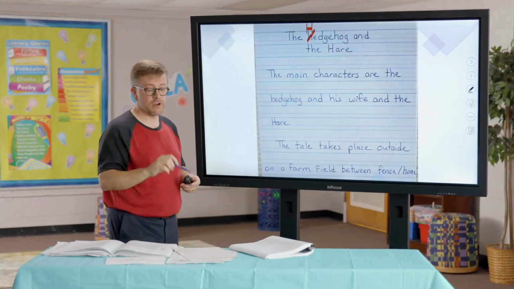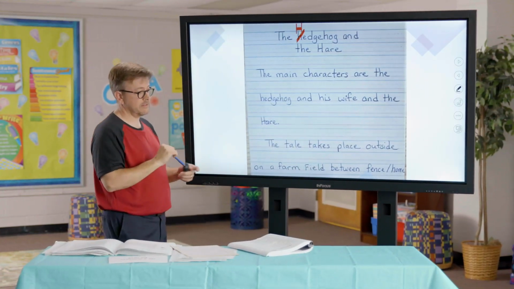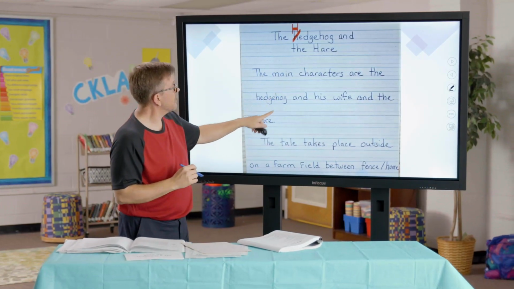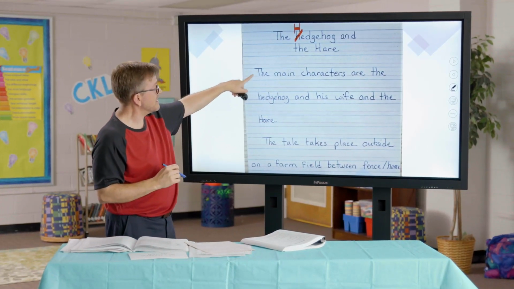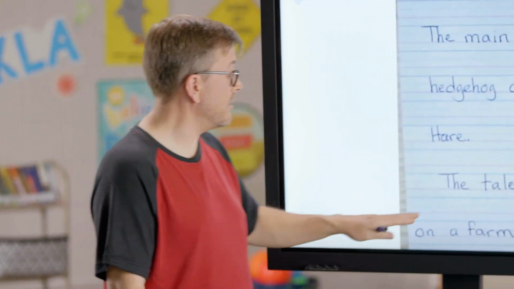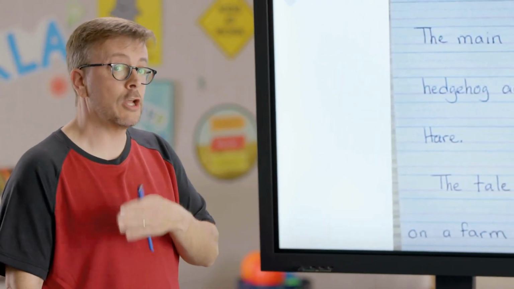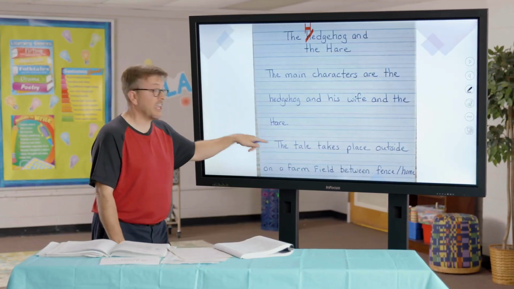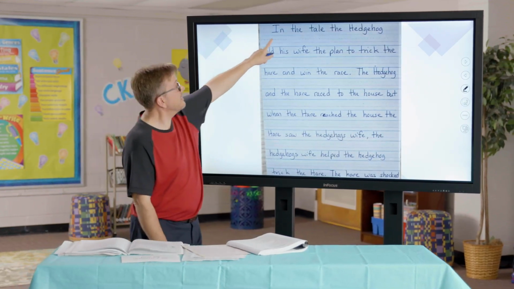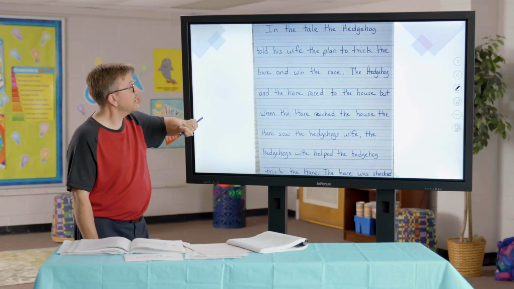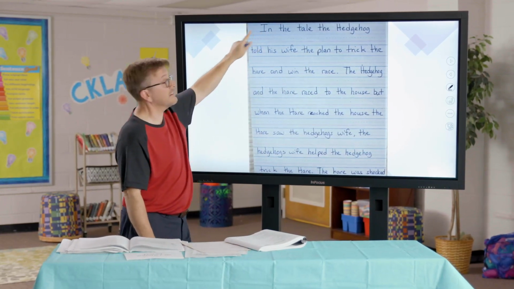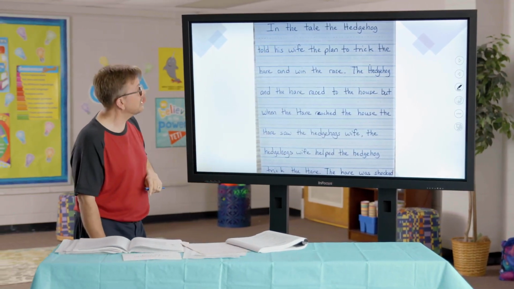Now I keep looking for number 5. Do all my sentences start with uppercase letters? So, the main characters are the hedgehog and his wife. Yep, the is capitalized. That's one sentence. There's a period at the end, so that one's good. The tale takes place outside on a farm field between fence and home. All right, that has a beginning capital, so we're good for that sentence. Let's keep going. In the tale, the hedgehog told his wife the plan to trick the hare and win the race. Okay, there's a period, so go back at the beginning of that sentence, and that does have a capital I. So we're good there.